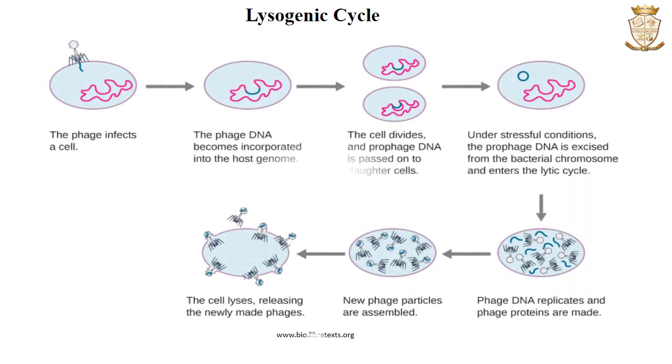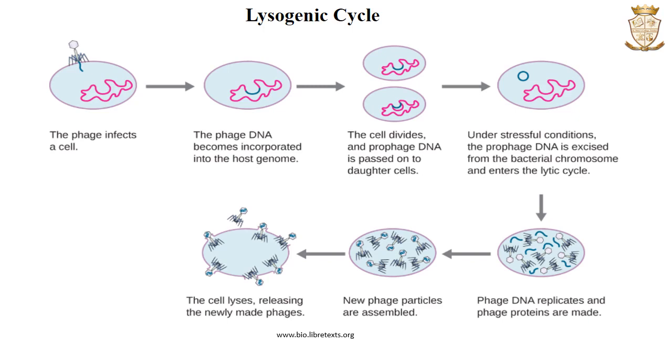We can see the lysogenic cycle in this figure. Here, a phage infects its host bacterial cell. The phage DNA becomes integrated into the host genome as a prophage, and as and when the bacterial cell divides, the prophage DNA also gets replicated along with it and reaches the daughter bacterial cells. This goes on until some stressful condition arises, and under the stress conditions, the prophage DNA gets excised from the bacterial chromosome and initiates the lytic cycle.